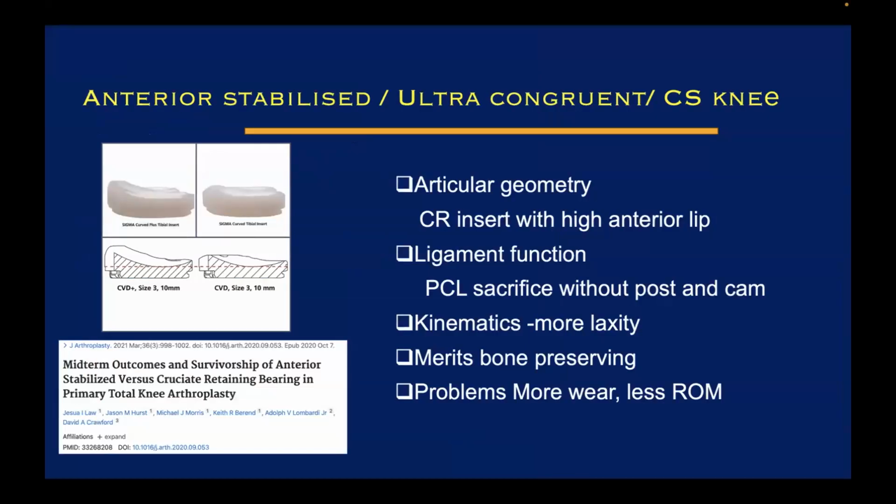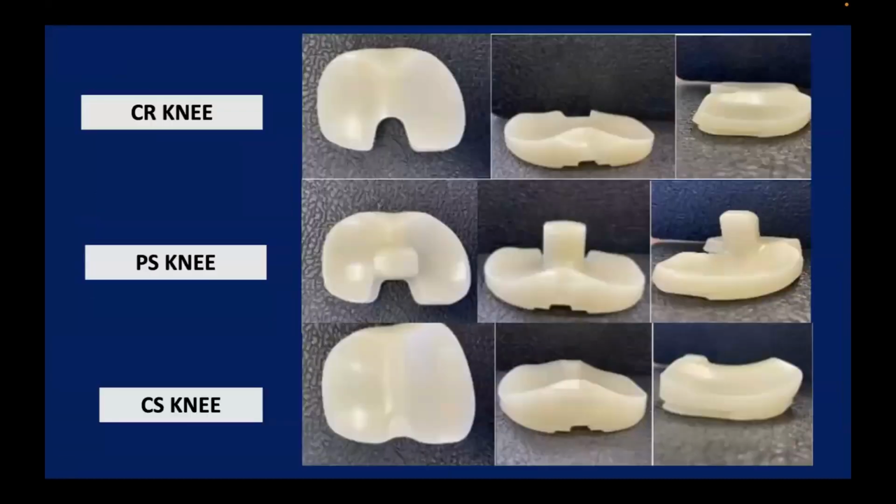Regarding the anterior stabilized insert, it's also known as ultracongruent or the condyle stabilizing knee. It is a CR insert with a high anterior lip and a posterior lip. So we are sacrificing the PCL without a post and cam and are relying on the articular geometry of the insert alone. Kinematically, these knees are more lax. But the advantage is that it is more bone preserving, but it has inherent problems like more wear and less range of motion.